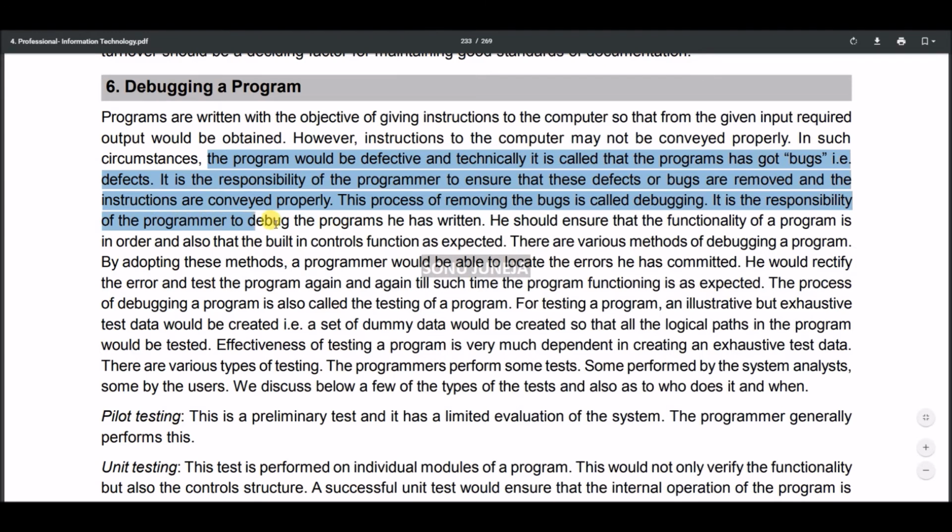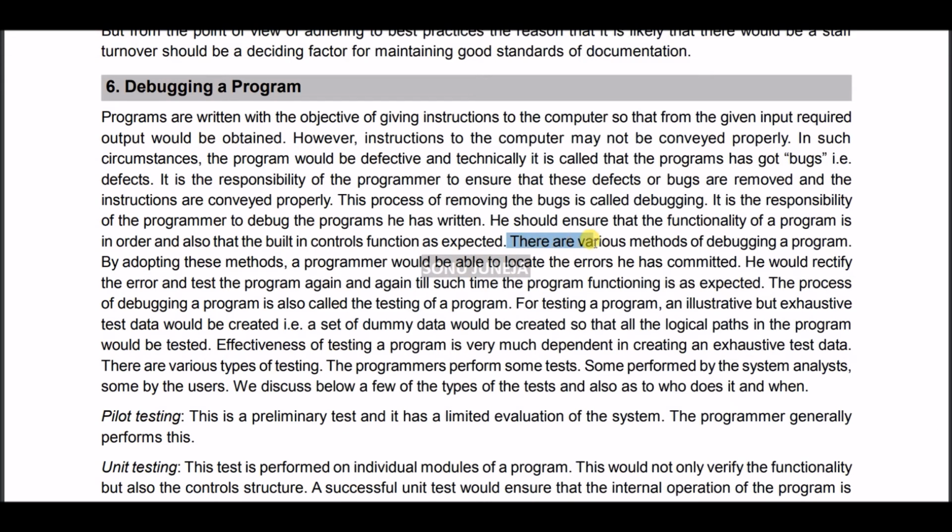It is the responsibility of the programmer to debug the program he has written. He should ensure that the functionality of the program is built and controlled as expected. It should run as it was supposed to be constructed, and any changes are made in a short span of time. There are various methods of debugging a program. By adopting these methods, the programmer would be able to locate the errors committed. He would rectify the error and test the program again, until it is functioning as expected. The process of debugging programs is also the testing of programs.